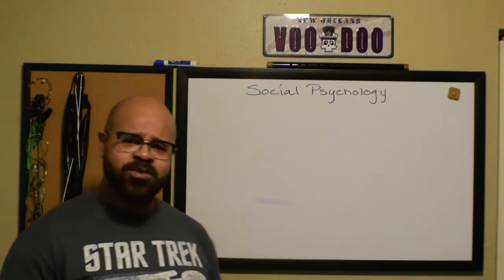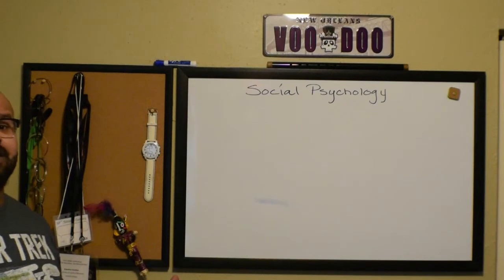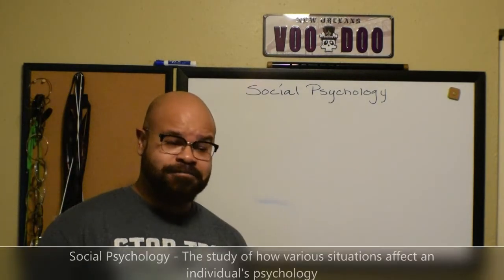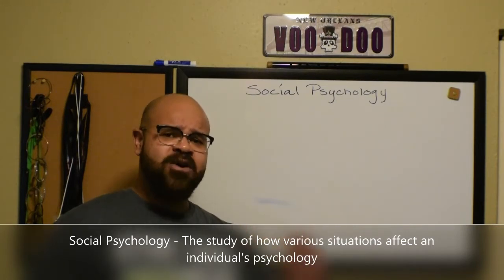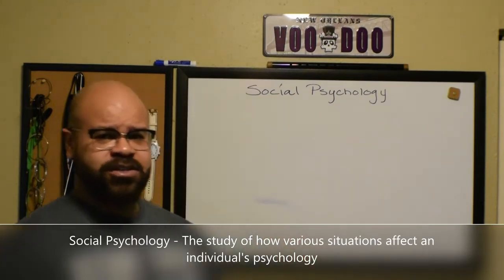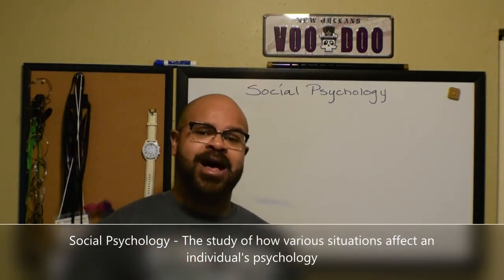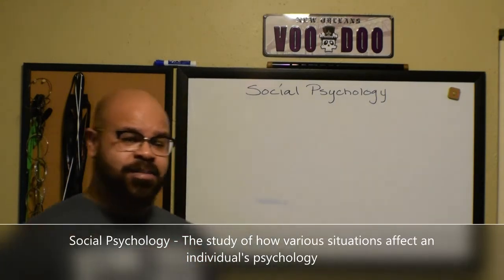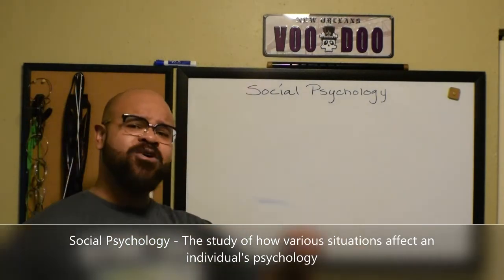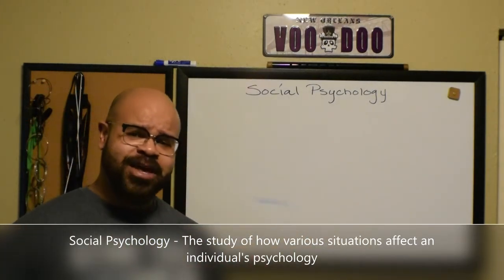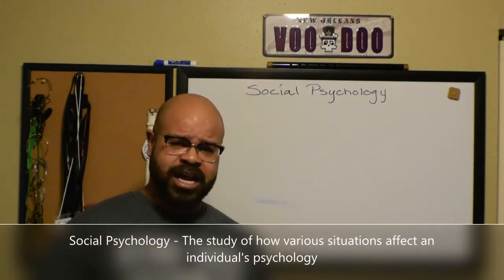So, what is social psychology? What are we talking about when we say that we're studying or that we're interested in social psychology? Well, social psychology is the study of how the situation affects the individual. Now, psychology, of course, is just the study of the individual's mind and behaviors, but when we talk about social psychology, we're looking specifically at how the situation, the environment, the people around the individual can affect that individual's psychology.